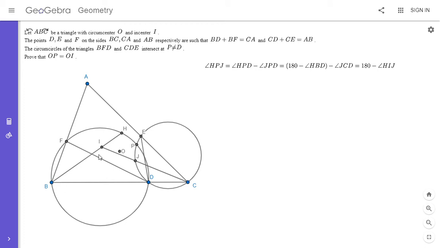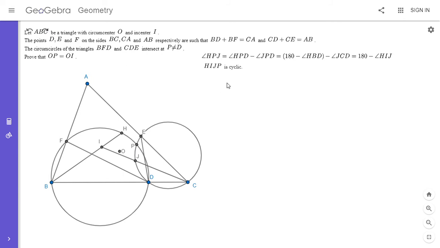Well, those are two of the three angles in the triangle BIC. And so they have to add up to the exterior angle, which is angle HIC. So 180 minus both of those angles has to be 180 minus HIJ, which is the exterior angle. So we have angle HPJ is 180 minus angle HIJ, and so that means quadrilateral HIPJ has to be cyclic.